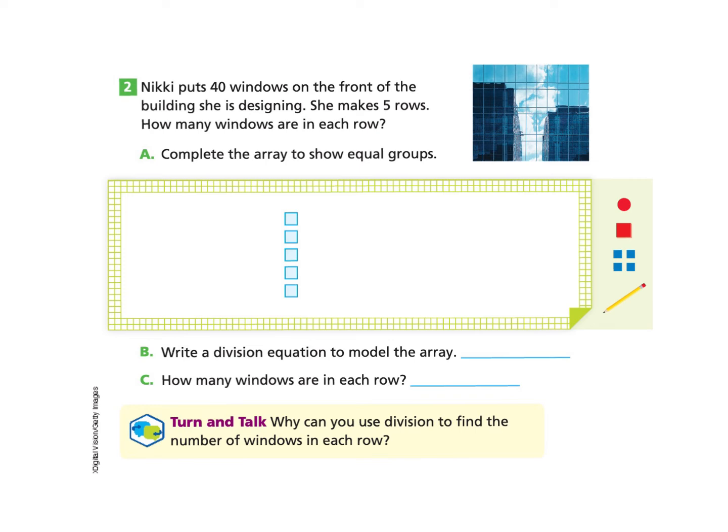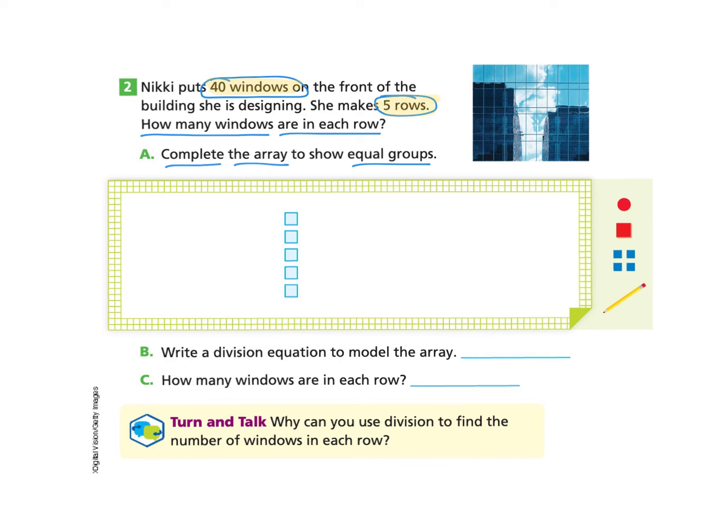Nikki puts 40 windows on the front of the building she is designing. She makes 5 rows. How many windows are in each row? Part A says complete the array to show equal groups. So they have started an array for us. And remember, let's review the information. There's going to be 40 windows, and there are going to be 5 rows.